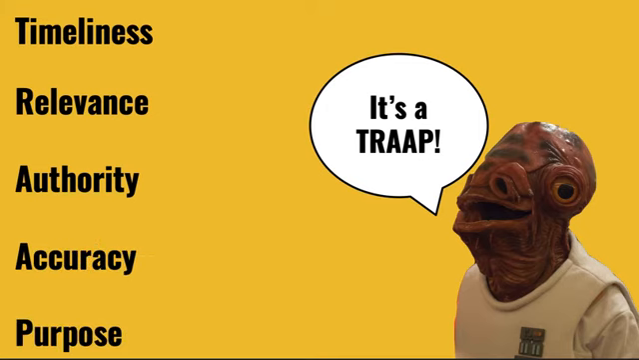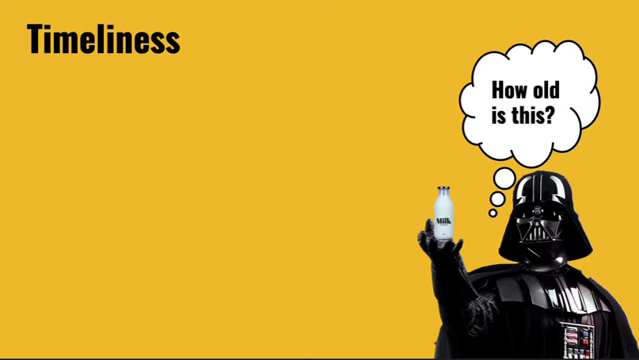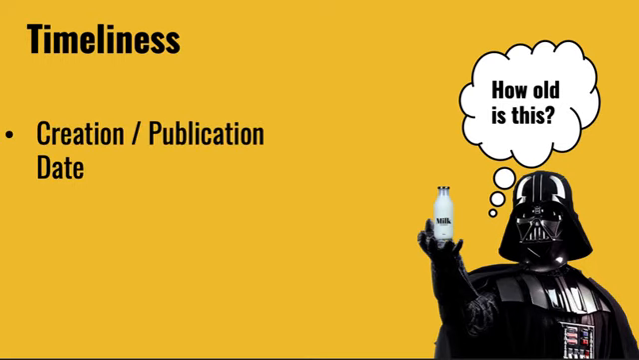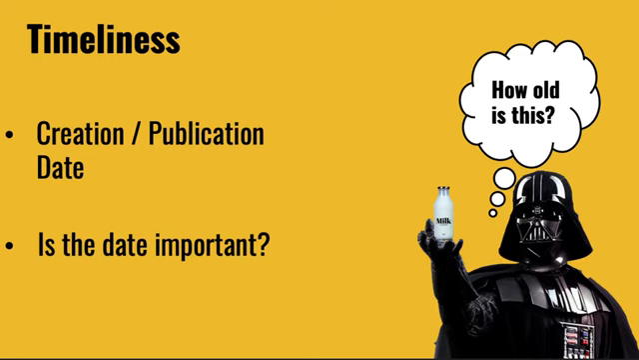Now, that all sounds great, but what does it mean? Let's break this down together. First is timeliness. How recently was the information published? Do you need up-to-date information? In some areas, such as technology or other sciences, older articles may no longer apply.